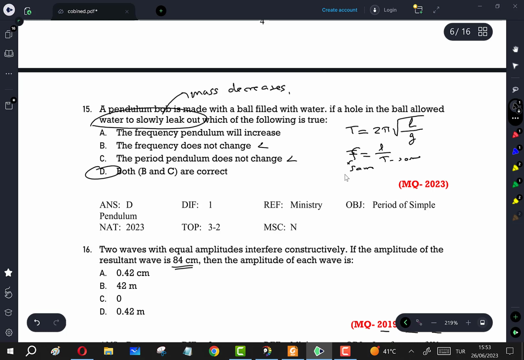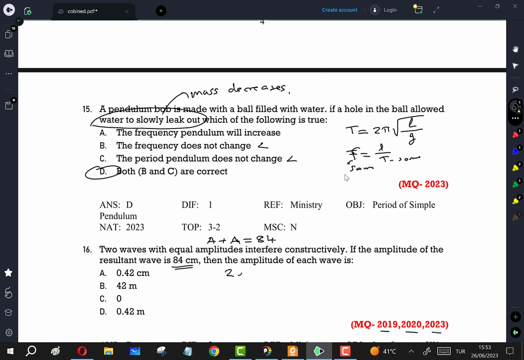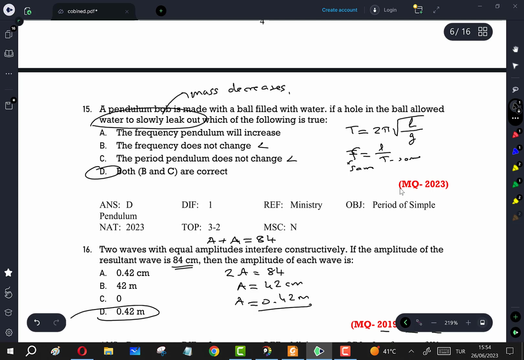So if the amplitudes are equal, say the amplitude is A, because they interfere constructively, we add the amplitudes A plus A, total is going to be 84. So 2A is going to be 84. A is going to be, when we divide by 2, 42 centimeters. So 42 centimeters is going to be 0.42 meters. So this is the correct choice. I think in 2023 they gave all in centimeters. You don't need to convert to meters. It was much easier than this one.